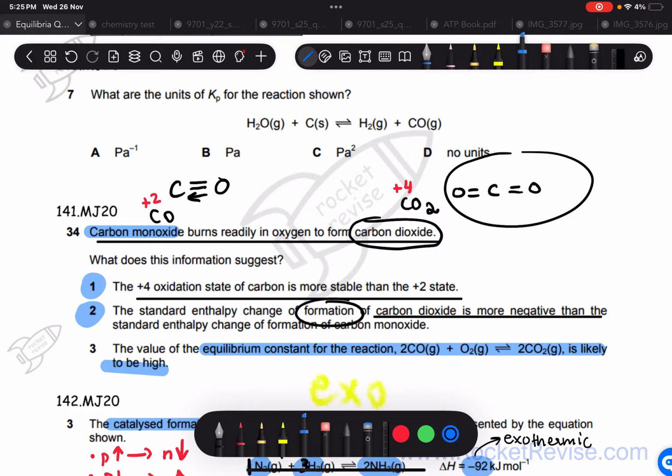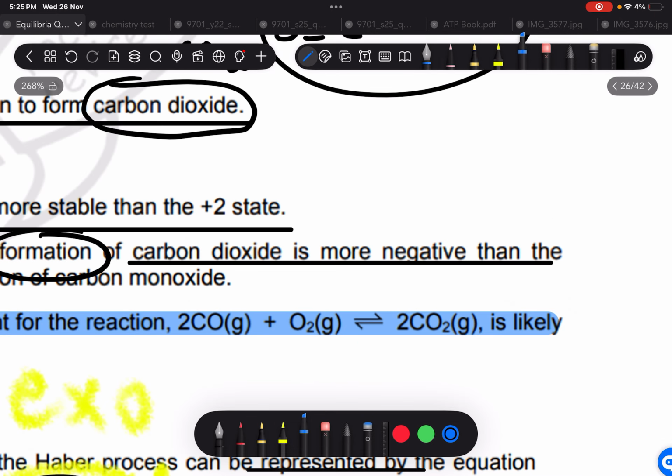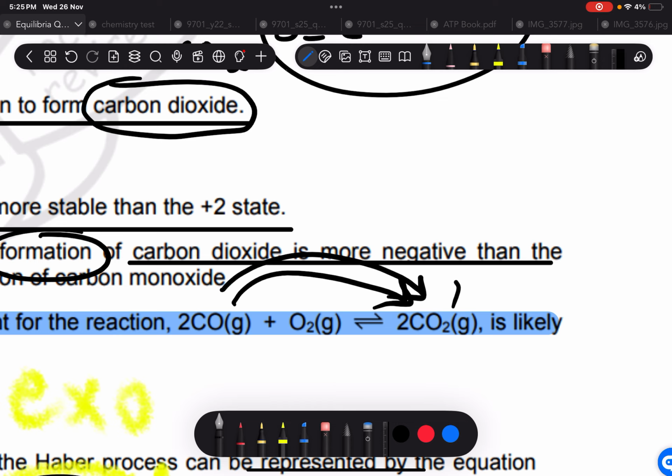It's likely to be high. You know why it's going to be likely to be high? Because the equilibrium is going to be towards the product side. And you know why equilibrium is going to be towards the product side? Because this state of carbon, the carbon dioxide carbon, is going to be more stable because it has a +4 oxidation state. I just told you that a +4 oxidation state is going to be more stable at any cost than a +2 oxidation state, because +4 means carbon has a full outer electron shell. The 4 electrons from the outer electron shell are removed, the inner shell only has 2, so it's stable.